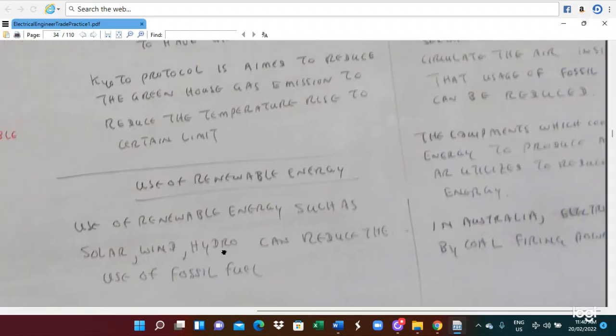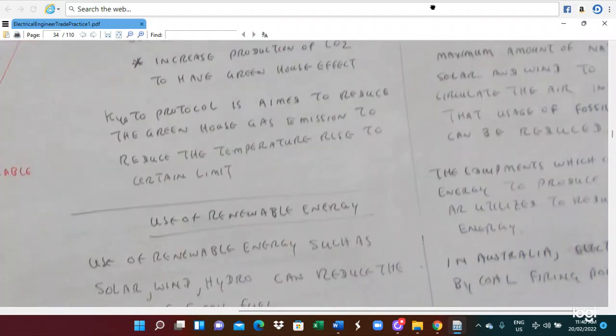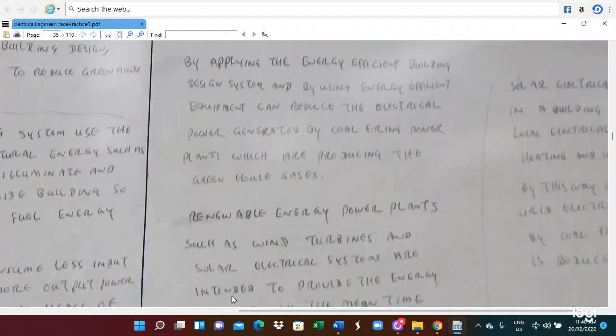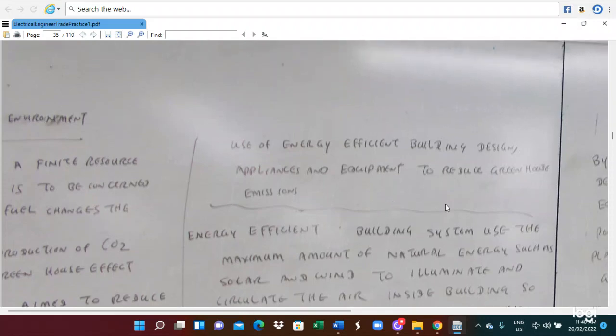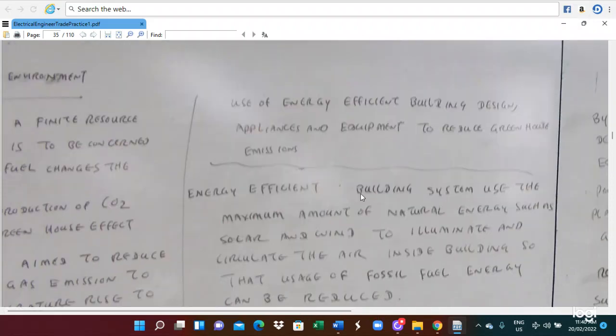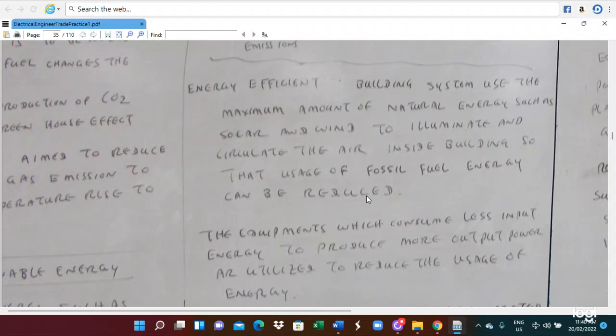Another thing is that we also have to utilize energy efficient devices. So energy efficiency in a building system: we use an energy efficient lighting system. In the building system, we use maximum natural energy such as solar and wind to illuminate and circulate the air. They are important aspects inside the building. Instead of using a fan or air conditioner, natural air circulation in the building is the most healthy, and also more energy efficient. So this is the way the use of fossil fuel needs to be reduced.